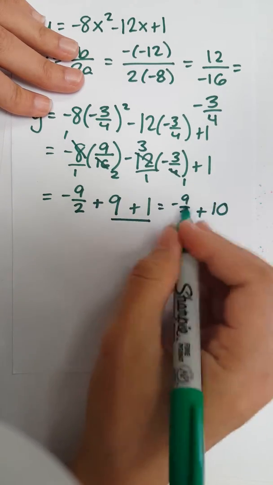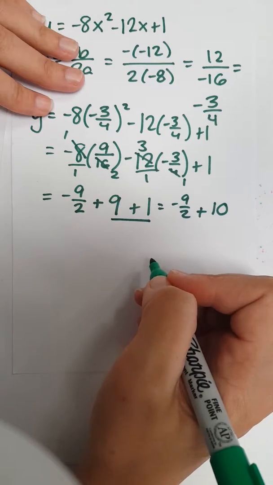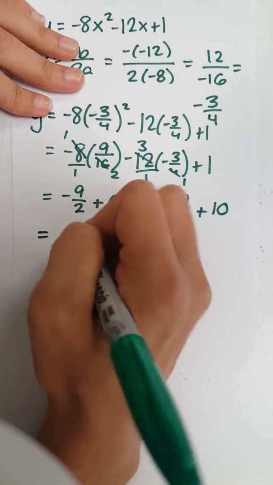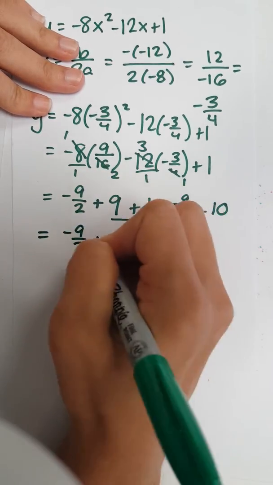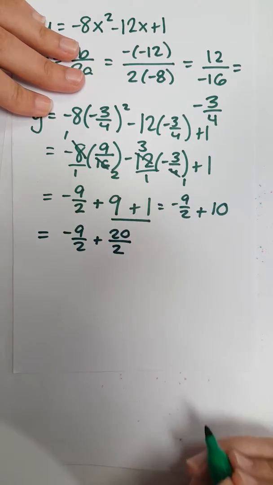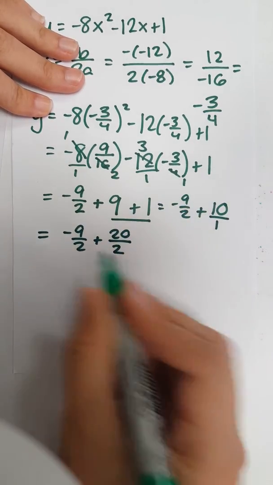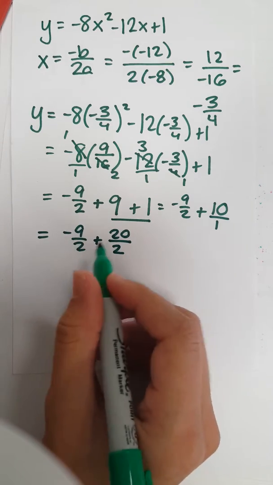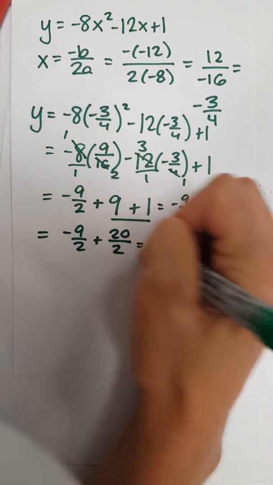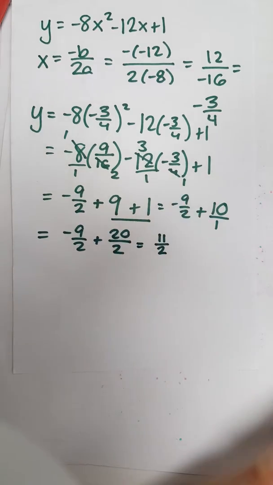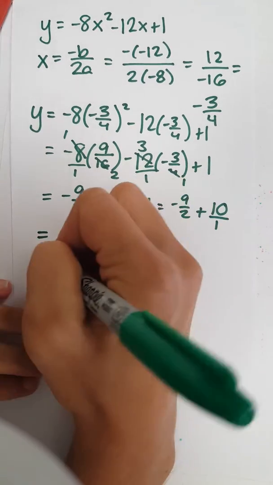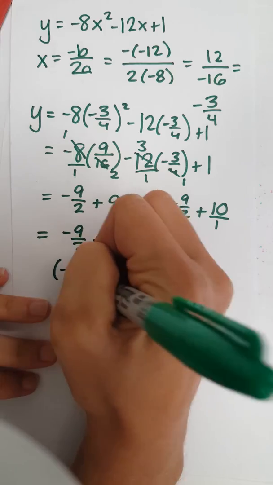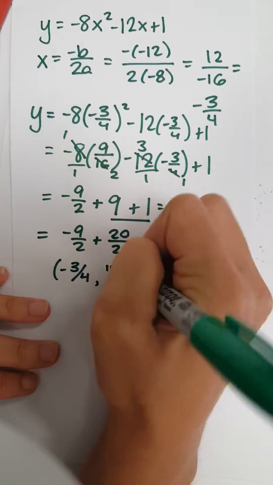Well, how do you add things that don't have like denominators? You give them like denominators, right? This is technically over 1, so we got to make them both 2. Well, what's negative 9 over 2 plus 20 over 2? 11 over 2. Whoo! So there we go, negative 3/4 and 11 over 2.